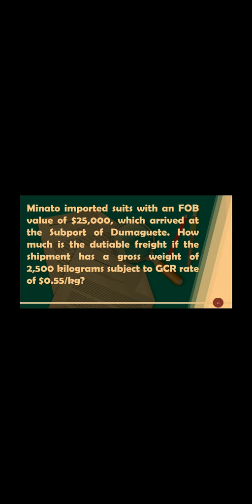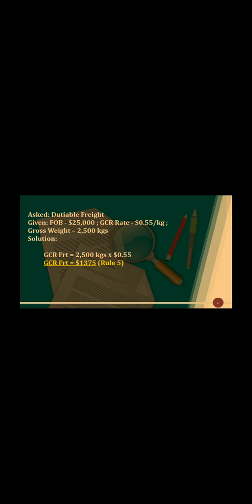Next, Minato imported suits with an FOB value of $25,000, which arrived at the subport of Dumaguete. How much is the dutiable freight if the shipment has a gross weight of 2,500 kilograms, subject to GCR rate of 55 cents per kilogram? So what is asked is dutiable freight. Given is FOB, which is $25,000. GCR rate is 55 cents per kilogram. Gross weight is 2,500 kilograms.